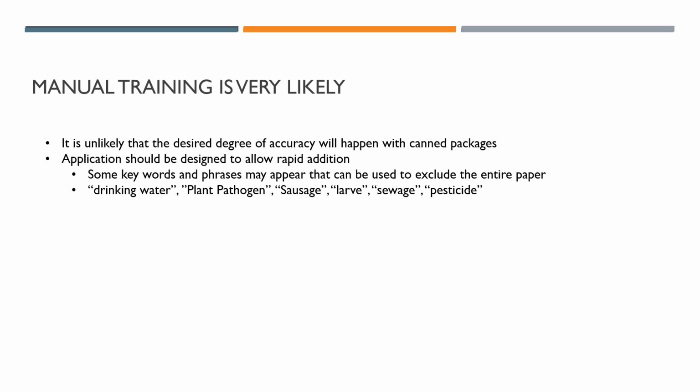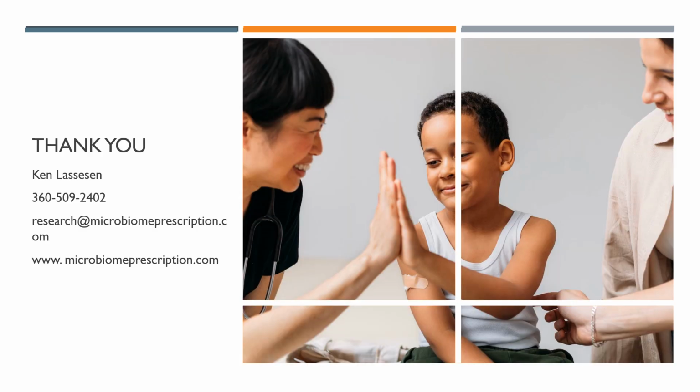Some keywords and phrases may appear that may be able to exclude the entire paper. For example, drinking water, plant pathogen, sausage, larva, sewage, pesticide are probably studies which have a very, very low risk of being significant, in which case you may want to just exclude them to begin with and save the parsing time to take the stuff apart.